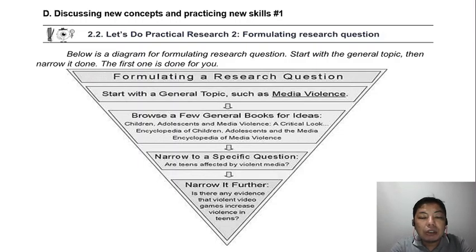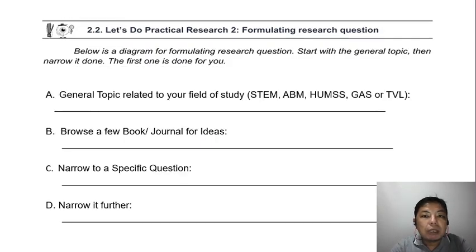So now you are going to do it on your own. Below is a diagram for formulating a research question. Start with a general topic, then narrow it down. The first one is done for you. Like I've said before, you pick a general topic related to your field of study, if you're STEM, ABM, HUMSS, GAS, or TVL. And then use the technique, the inverted pyramid, in order for you to narrow down a general topic. Again, you can pause this video and then we'll continue when you're done.